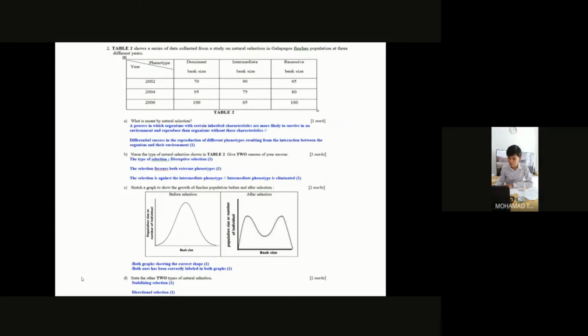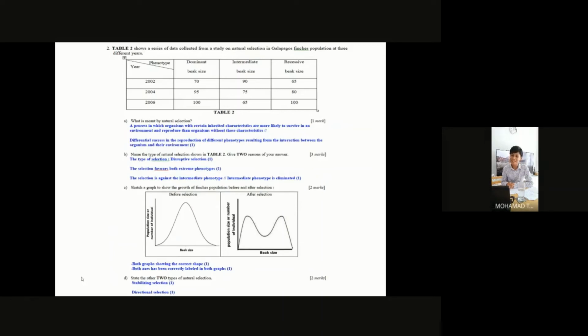So let's have a look at question B. Name the type of natural selection shown in table 2. Just by looking at the numbers, we can quickly know that this is a disruptive selection. So the type of selection is disruptive selection, 1 mark. And we have to explain why this is a disruptive selection: because the selection favors both of the extreme phenotypes, 1 mark, and the selection is against the intermediate phenotype, 1 mark. Or the intermediate phenotype is eliminated, same thing. So 3 marks.